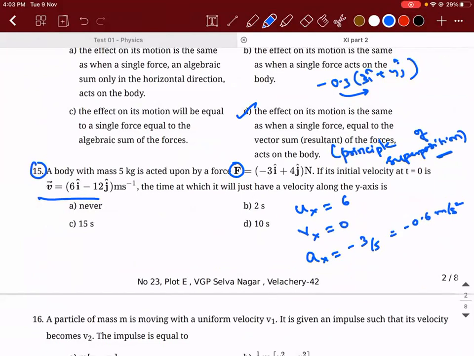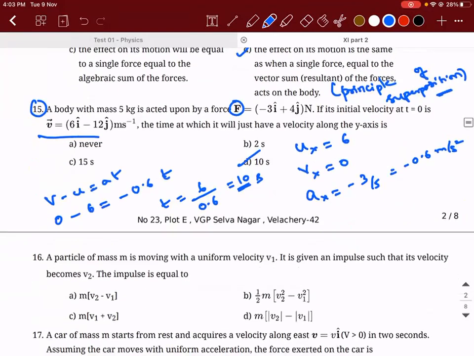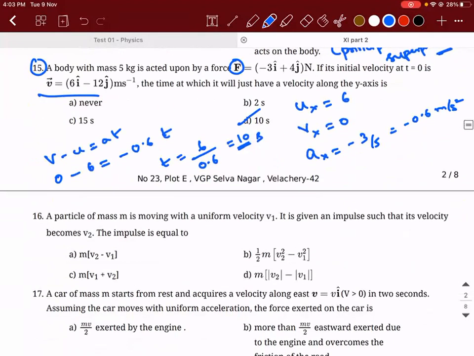Oh, you took. Okay. So v minus u is equal to at. So v is 0, minus 6 is equal to a, which is minus 0.6, times t. So what will be the value of time? Time is equal to 6 divided by 0.6. It will be 10. Is there an option of 10? Yes. The answer is B, 10 seconds. 16th.